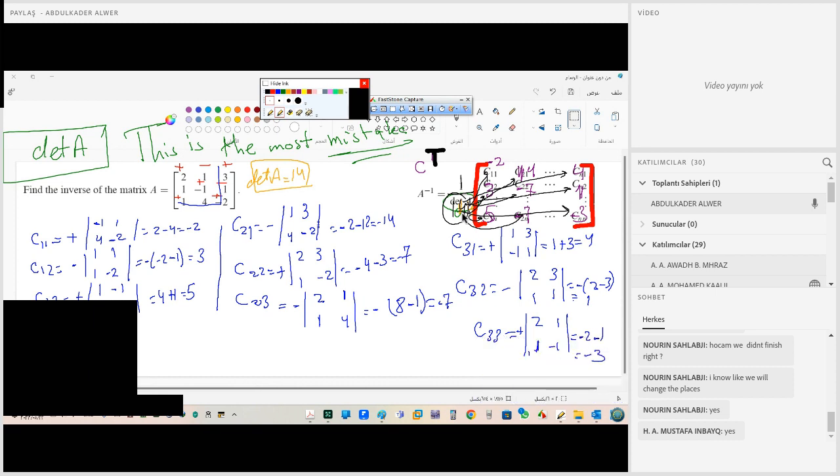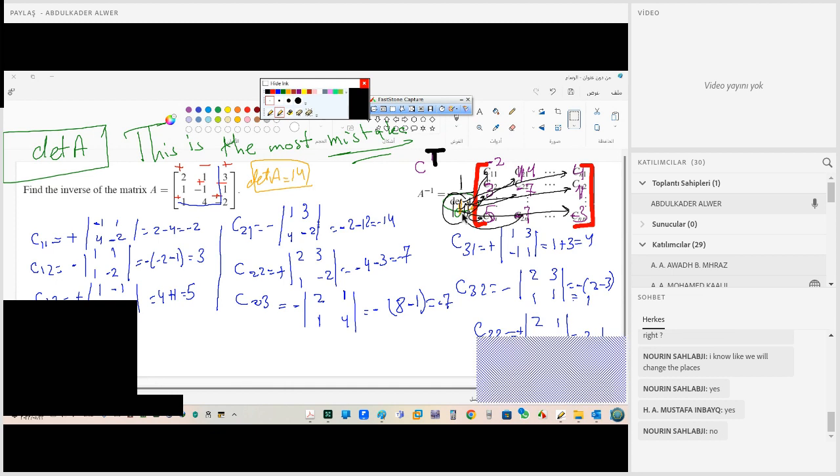Don't start to calculate C11, C12, C13 directly. First of all, remember my speech. Remember this carefully. Calculate determinant A before starting. If determinant A is 0, say bye-bye, no answer. Should I repeat? Everyone, should I repeat this?